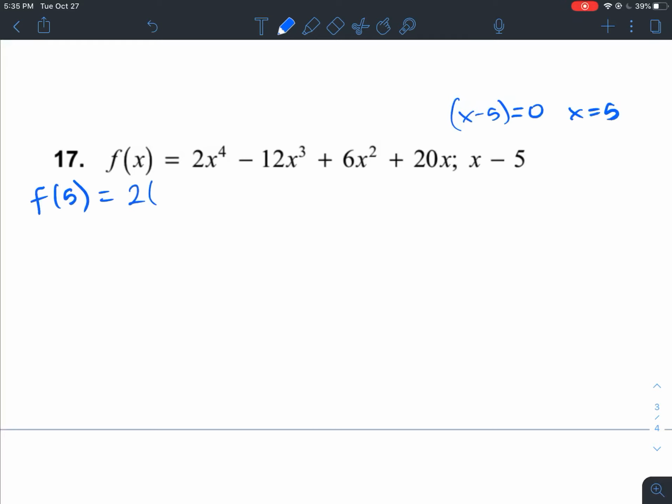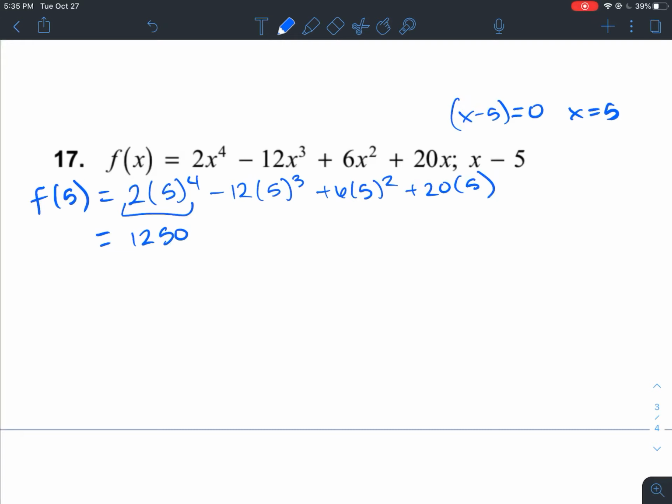So we have 2 times 5 to the 4th power minus 12 times 5 cubed plus 6 times 5 squared plus 20 times 5. Well, 5 to the 4th power, that's some big number. So 5 times 5 times 5 times 5, that's equal to 625. And we're multiplying it by 2. So from this term, this is equal to 1250.